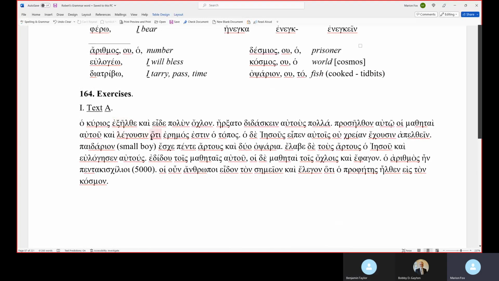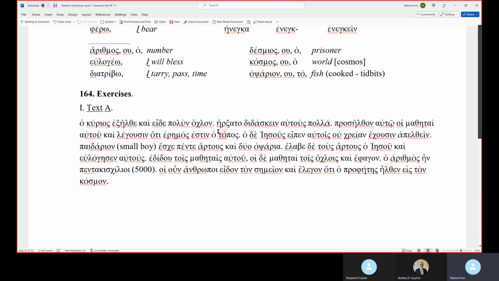All right. And so is this what we're going to do, text A? My memory's right. Yeah, so that's where we were. That's where we left off. Yeah. Okay. Benjamin, can you start us off?